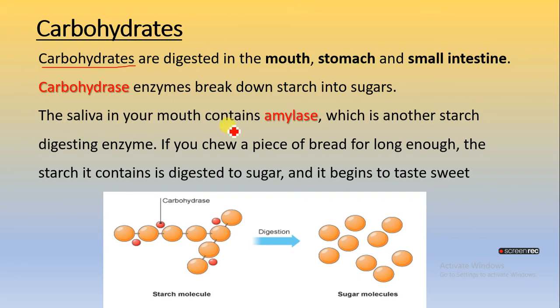The saliva in your mouth contains amylase, which is a type of carbohydrase enzyme and a starch digestive enzyme. So if you chew a piece of bread for a long enough time, the starch it contains will start to be digested into a small sugar or glucose. Thereby, it becomes sweeter the longer you chew it. The carbohydrates are bonded together, so it's a group of glucose molecules that join together to form a large starch molecule. The function of the carbohydrase enzyme is to break the bond that is holding the glucose molecules together. Once the bonds have been broken, you now have the smaller soluble molecules called glucose.